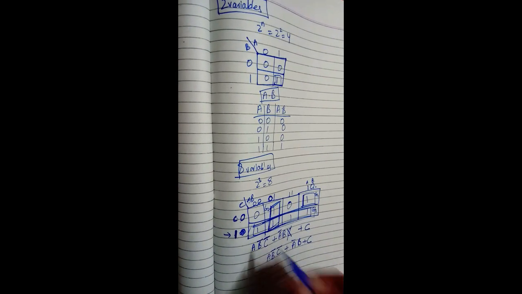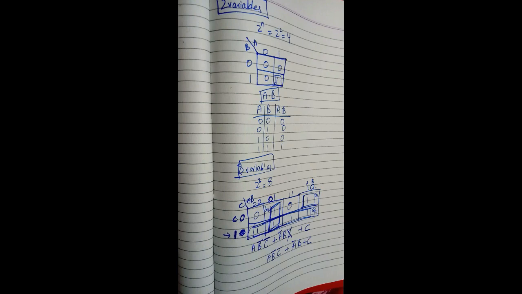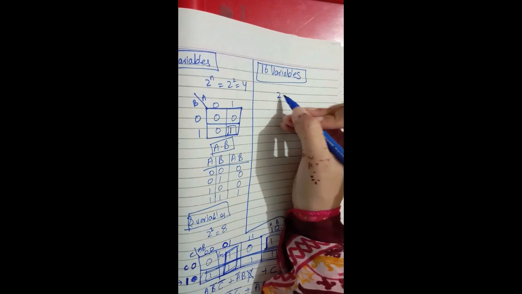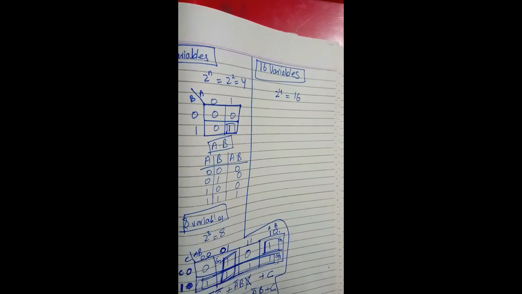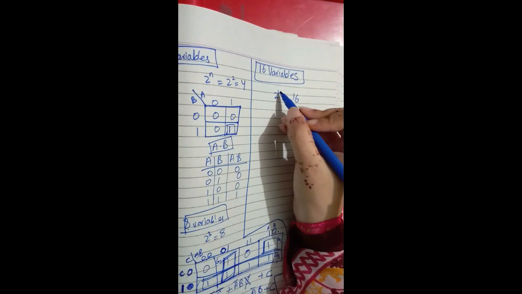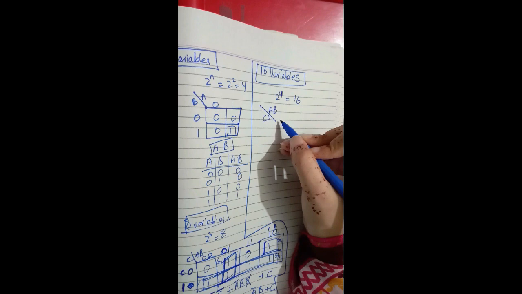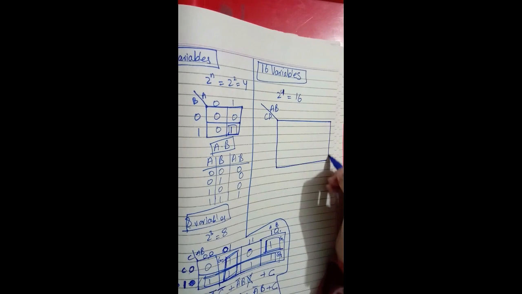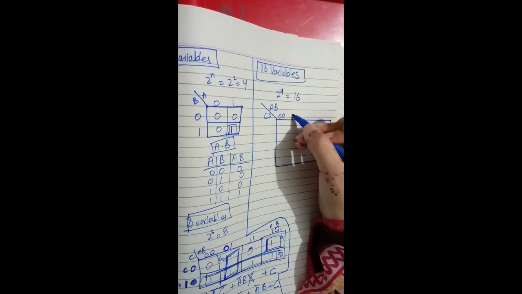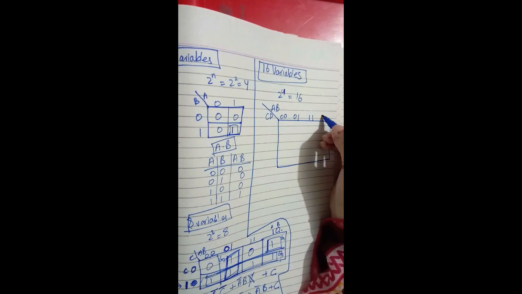You can see that K-maps are easy. Now we will solve for 16 variables and this topic will be more clear to you. Okay, now for 16 variables, it says 2 raised to power 4, which is 16. In this we will have 16 boxes. 4 means there are 4 inputs A, B, C, D. The method of writing it is the same. 0, 0, 0, 1, 1, 1, 1, 0.